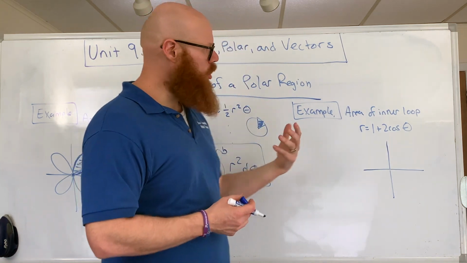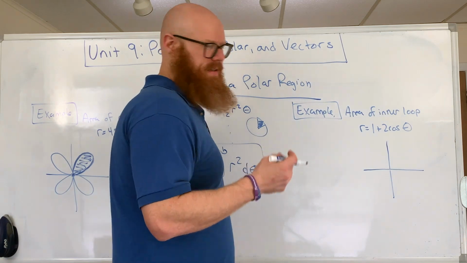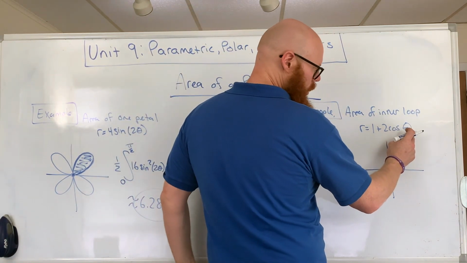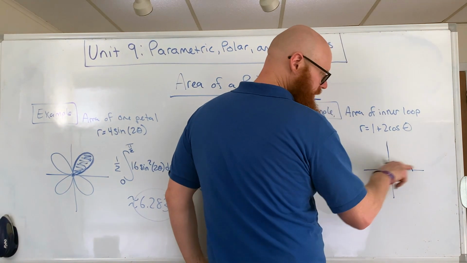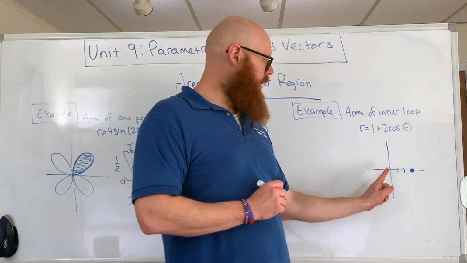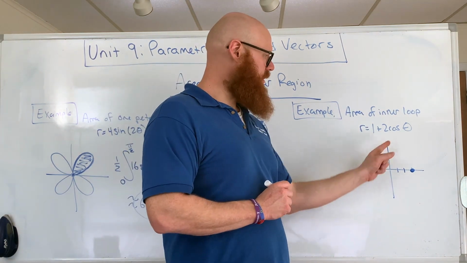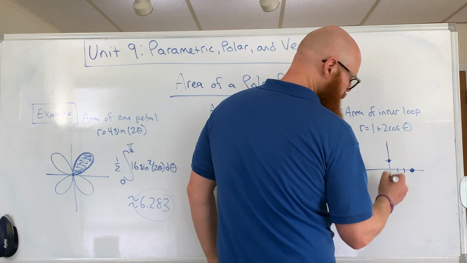But if you didn't know that, what you want to do with all the limacons is just plot 4 points. So just substitute in 0. Cosine of 0 is 1. 1 plus 2 is 3. So in the 0 direction, my first point is 3 units away. Then plug in pi over 2. Pi over 2 is in this direction. Cosine of pi over 2 is 0. So we go 1 unit in that direction.